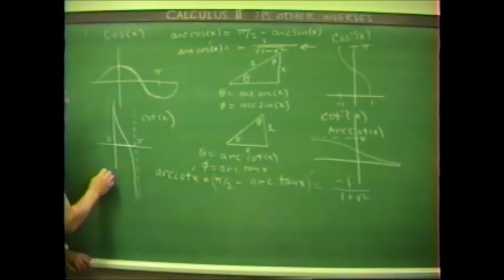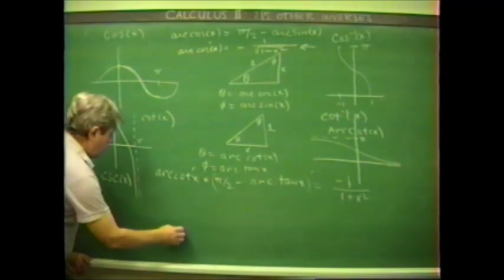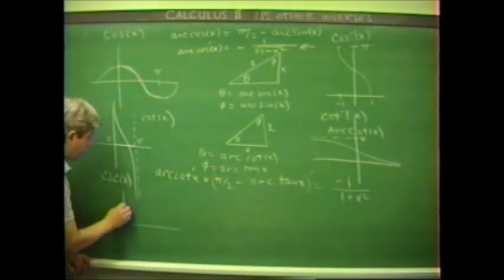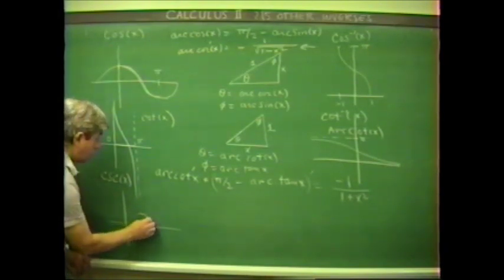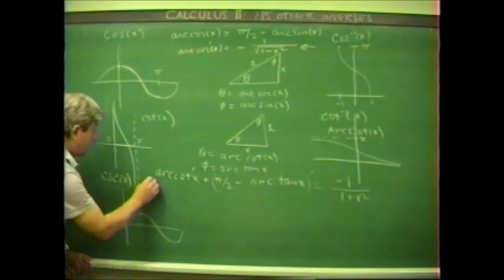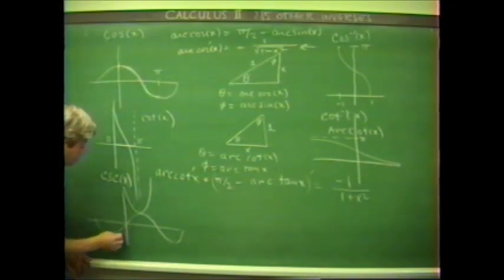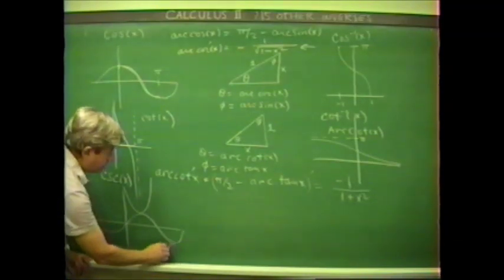Finally, the cosecant. To draw the cosecant, our best bet is to draw the sine, which looks like this. And here's the cosecant, consequently. It's the reciprocal of the sine.